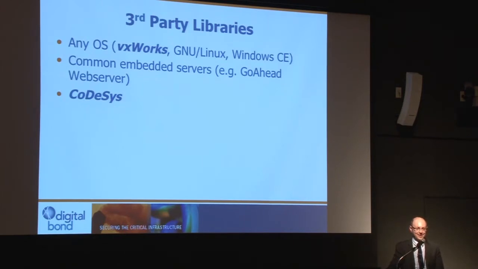So a lot of embedded industrial equipment, and not just PLCs, has a lot of software that's not written by the vendor. A lot of embedded operating systems, so there's a very famous operating system called VxWorks that's in use by many control systems components. Linux is also used heavily, as well as Windows CE, or now I guess they call it Windows Embedded. There are also common embedded web servers that are in a lot of products, such as the GoAhead web server. And then there is also this library that we will be looking at today called CoDeSys.